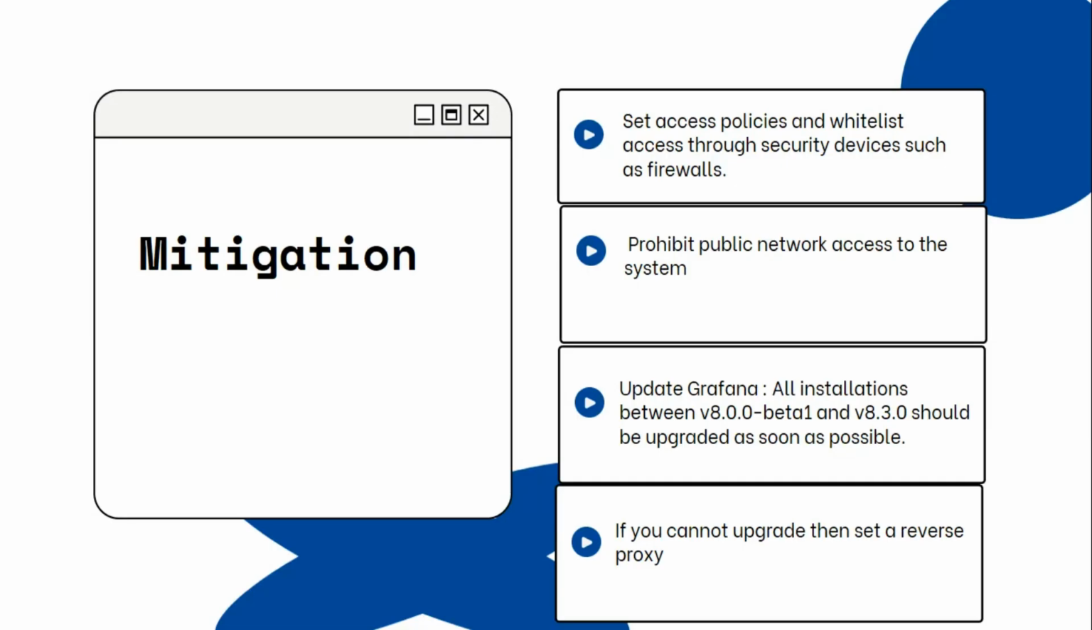Now let's talk about mitigation steps. The first step is to set an access policy and whitelist access through security devices such as a firewall. Secondly, if not necessary, prohibit public network access to the system. Thirdly, update Grafana. All installations between versions 8.0 and 8.3 should be upgraded as soon as possible. If you cannot upgrade, set a reverse proxy in front of Grafana, and then it will mitigate this vulnerability.